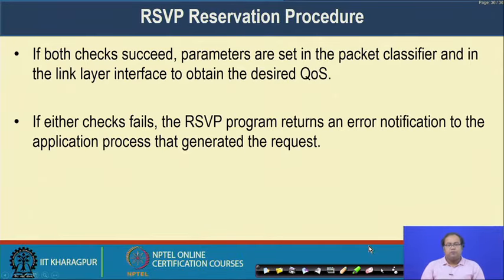Now, if both checks succeed, then the parameters are set in the packet classifier and in the link layer interface to obtain the desired level of quality of service. If either of the checks fails, like either your admission control check fails or the policy control check fails, then the RSVP program returns an error notification to the application process that generated that request, saying that you are not allowed to send this packet over the internet with this quality of service which you are claiming.